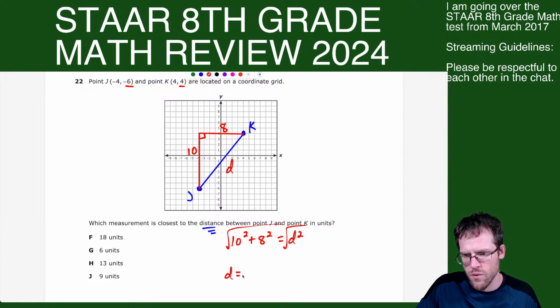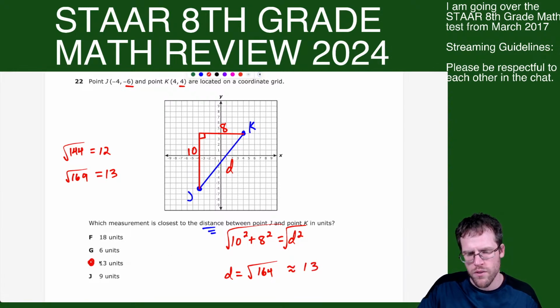So the distance equals the square root of 100 plus 64. That's 10 squared is 100, 8 squared is 64. So that's the square root of 164. And if you know your perfect squares, the square root of 144 is 12, and the square root of 169 is 13. This is really close to the square root of 164. So this one here is basically 13. We round. Okay, so that's why it's this one, so I know it's not the others. All right, so that is that question. 22 should be choice H.